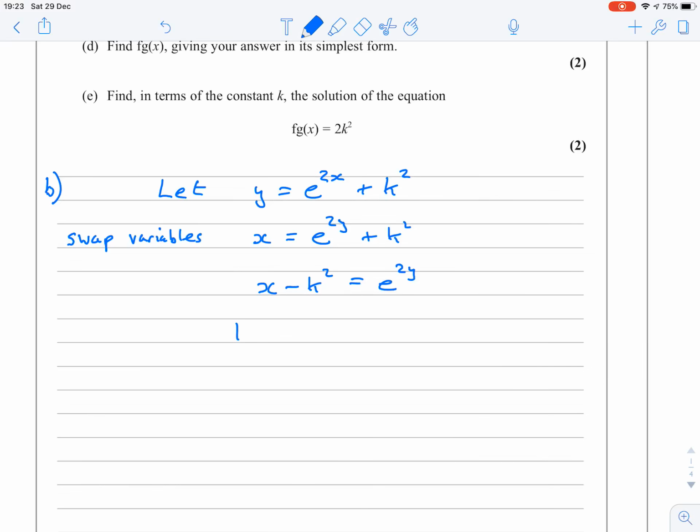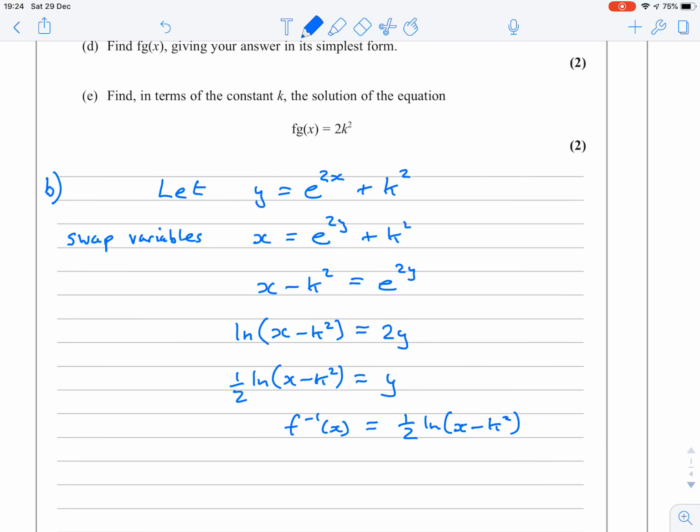Then take logs of both sides. Log of the left hand side is equal to the log of e to the 2y, which is just 2y. Finally we divide by 2 to get y equals a half log (x minus k squared). So I can say that f inverse of x is equal to a half log (x minus k squared).